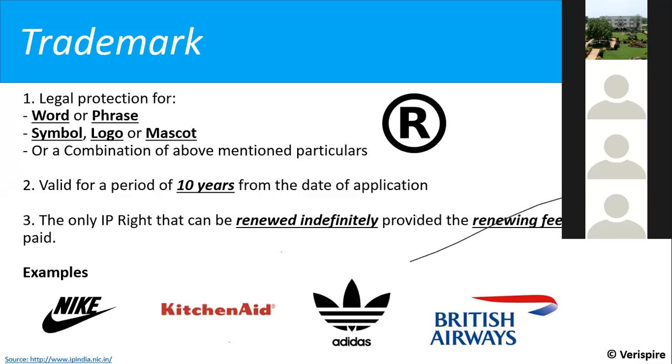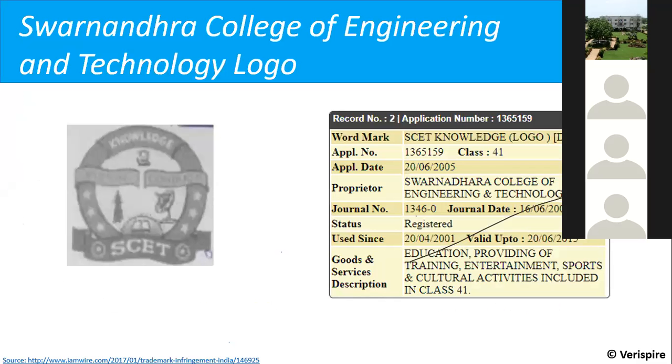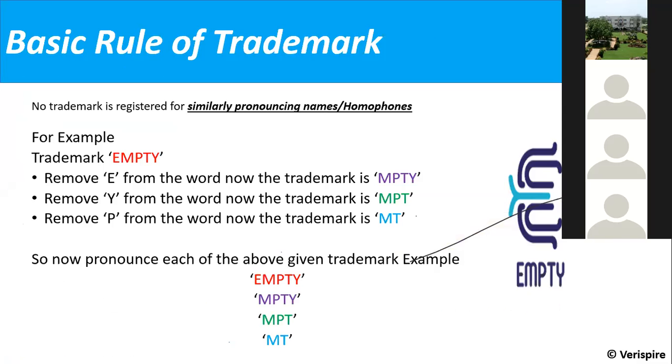So there is a trademark related to Swarn Andhra College of Engineering and Technology. What is the basic requirement for filing a trademark? First thing, there should be no similar pronouncing names or homophones.